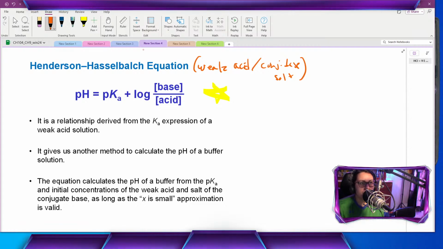So then we need the pKa of that acid. And then my formula says plus the log of the base over acid. So you might see alternate forms where it's pH equals pKa minus log of acid over base. So just watch for that. That's why you're going to see kind of two different forms potentially if you look around at other sources.